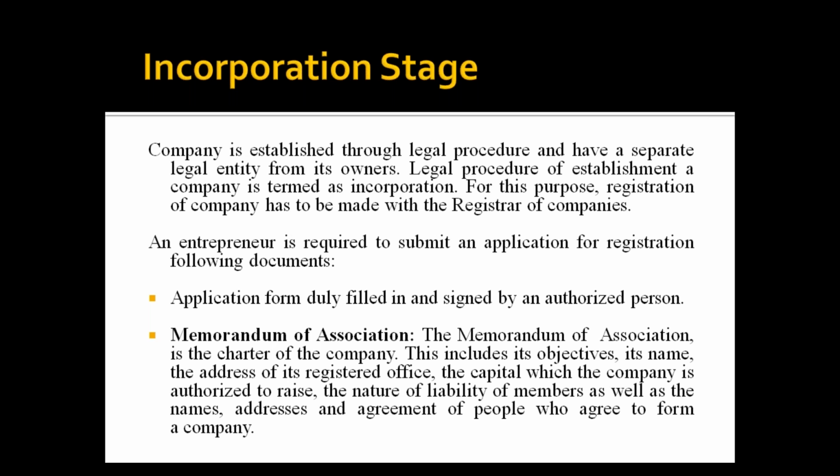An entrepreneur is required to submit an application for registration. The documents would include an application that has to be duly filled in and signed by an authorized person. The second one, most important, is the memorandum of association. This memorandum of association is considered to be a charter of the company. It is a fundamental document that includes the objectives of the company, its name, the address of its registered office, the capital which the company is authorized to raise, the nature of liability of its members, as well as the names, addresses, and agreement of people who agree to form a company. So all the relevant information and details are mentioned in the MOA of the company.